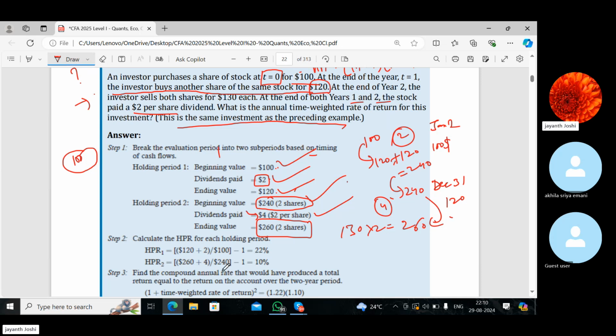Fine. Now they're asking to calculate the holding period return for each holding period. So 120. Okay, so we invested 100.